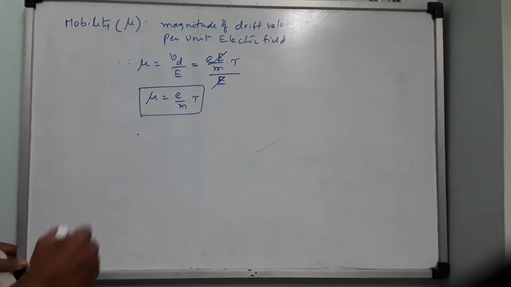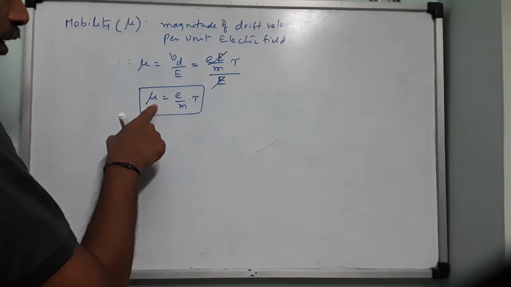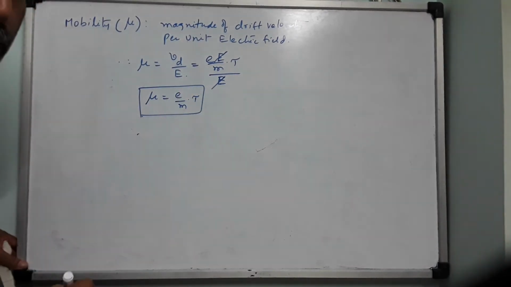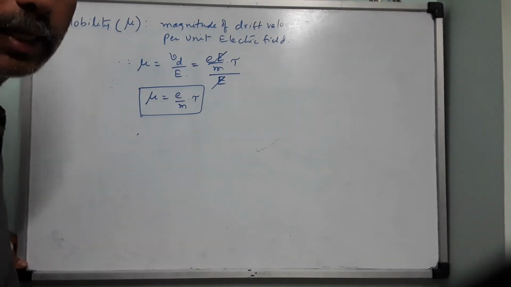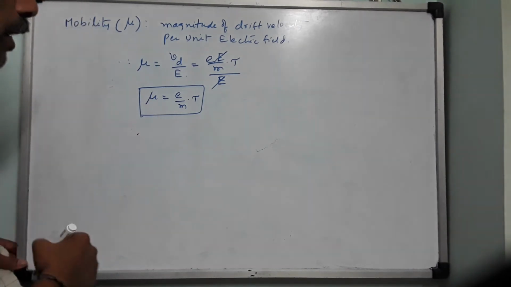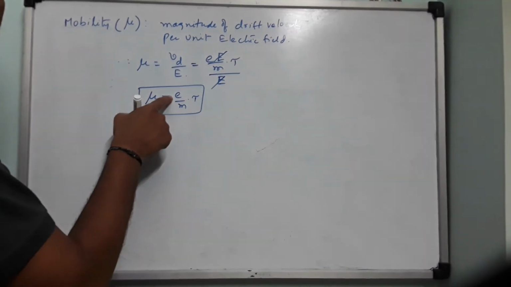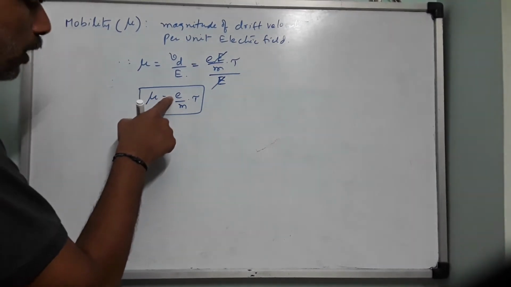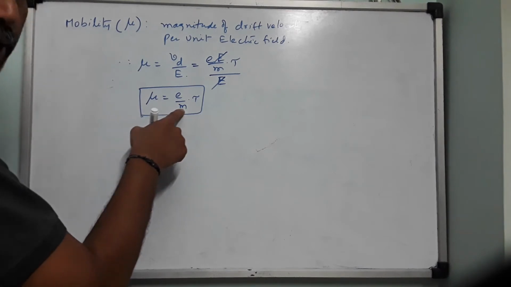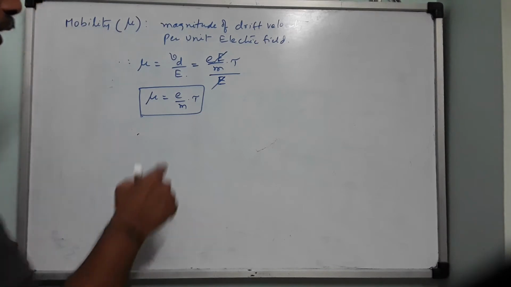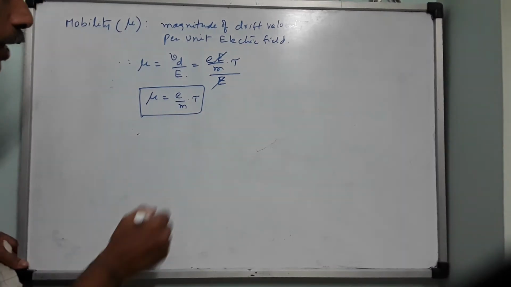Clear? So now the mobility of free electrons does not depend on the electric field. It does not depend on the potential. It does not depend on the length of the conductor. It does not depend on any such physical parameters. e is the electronic charge which is constant, 1.6 into 10 power minus 19 coulomb. m is the mass of electron which is also a constant, 9.1 into 10 power minus 31 kg. Tau is the relaxation time.